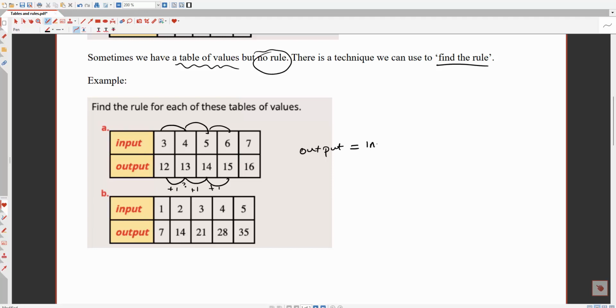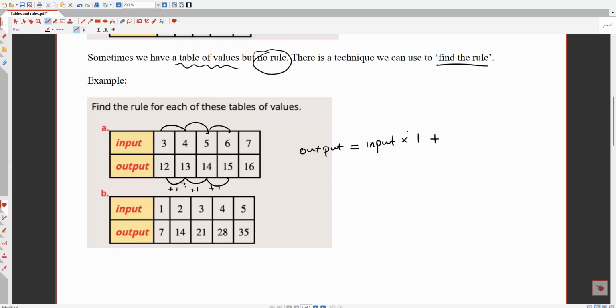Okay, so the input times 1. Okay, now why did I multiply by 1? Because it's always whatever the output goes up by each time. So if it's going up by 1, it's changing by 1 each time. Okay, so it's going to be the input multiplied by 1 plus or minus a certain value. Now, how are we going to work out what that value is going to be?